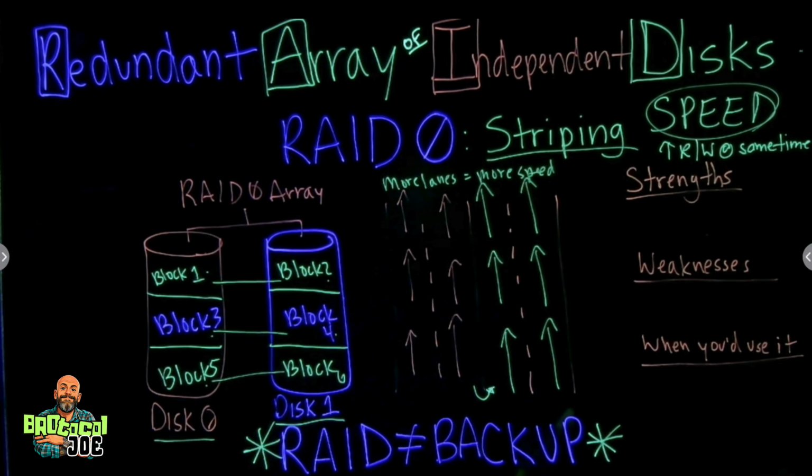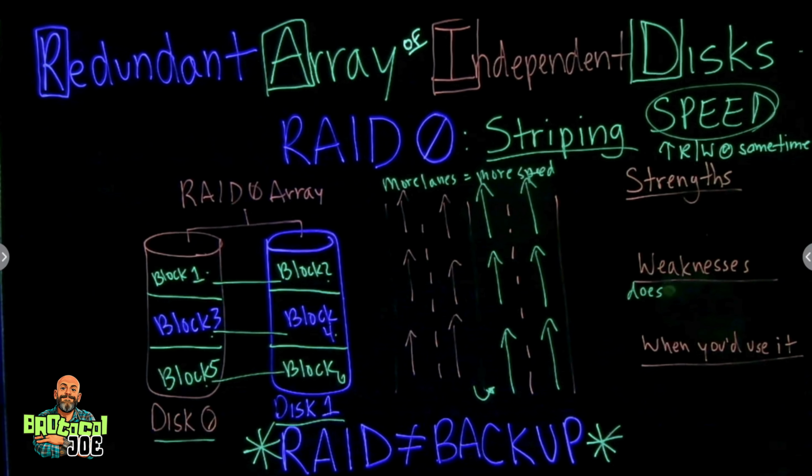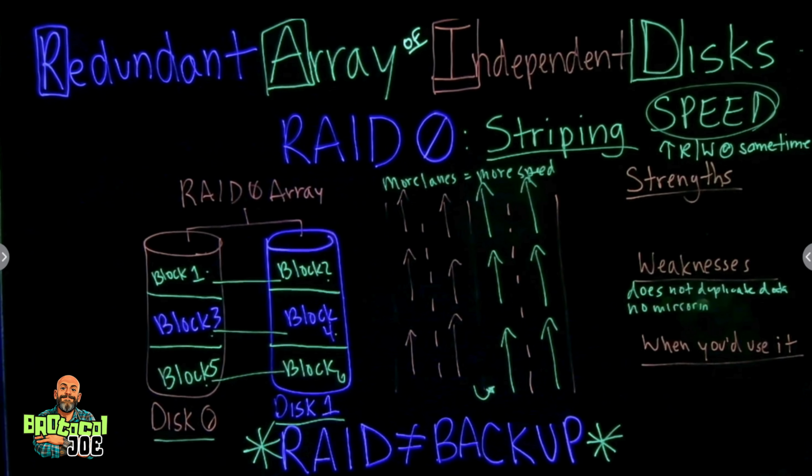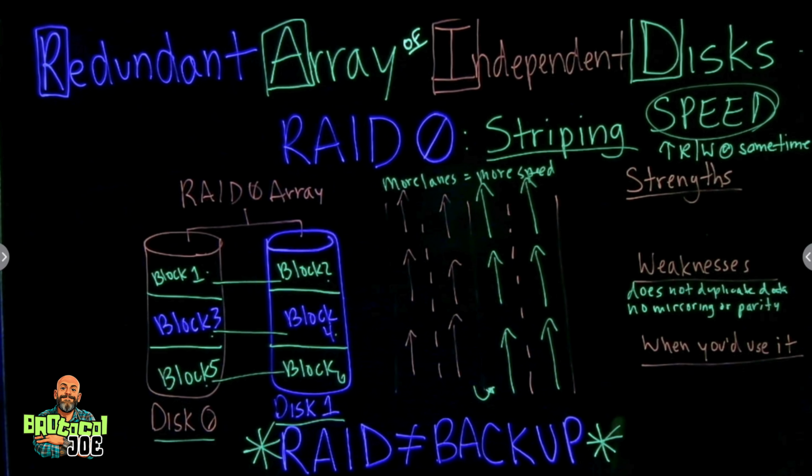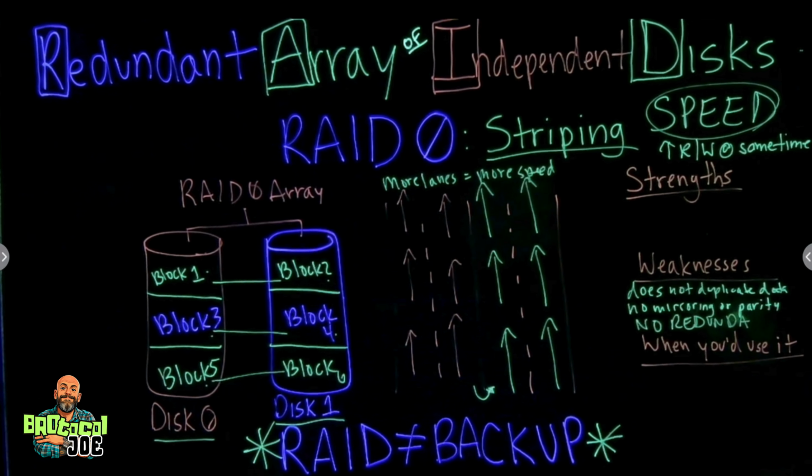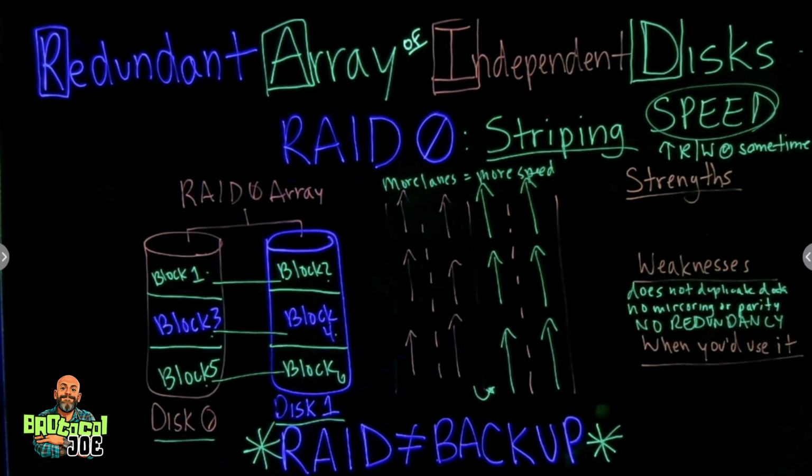But here is the danger. RAID 0 does not duplicate data. So we're going to add that as a negative. Does not duplicate. Also, based on what that means, we're going to go ahead and say no mirroring. I'm going to start introducing you to those, or parity. So it does not have those puzzle pieces. So in a nutshell, what that means is there is no redundancy. Terrible speller, but I think I spelled redundancy right.